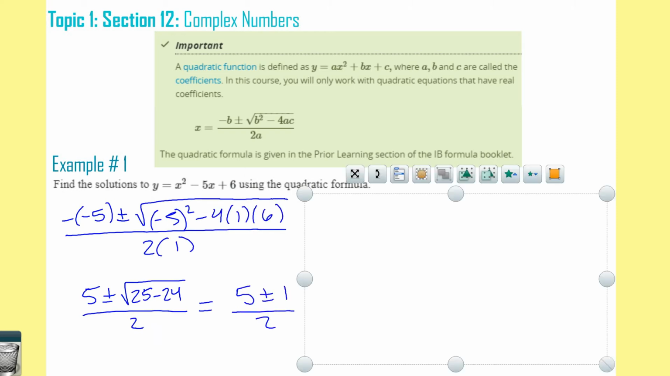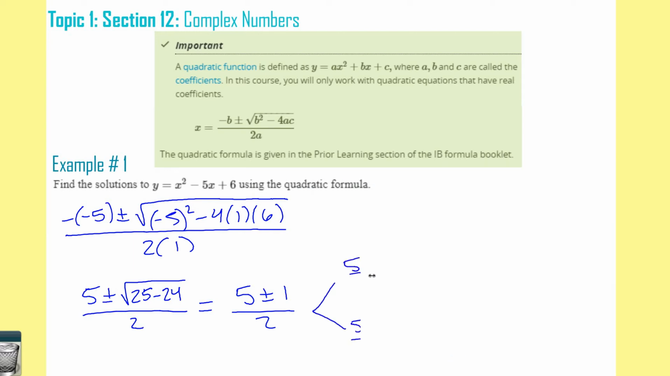A lot of times kids stop here with 5 plus or minus 1 over 2. Don't stop there, okay? Let's not do that, because that's just lazy, right? We can keep simplifying. So know that that breaks into two other numbers, right? And we can keep simplifying that. So then we get our answer 3 and 2, right? We feel pretty confident with those. All right, don't leave it like this again, please.